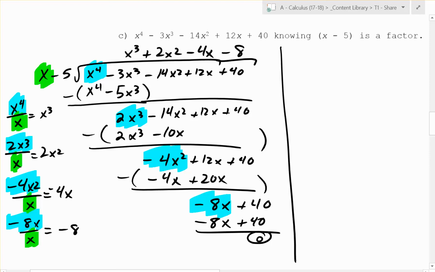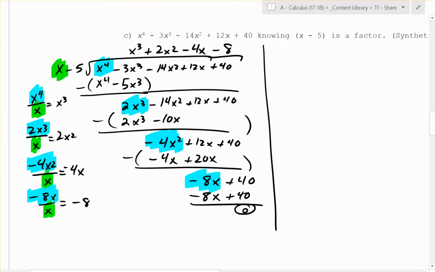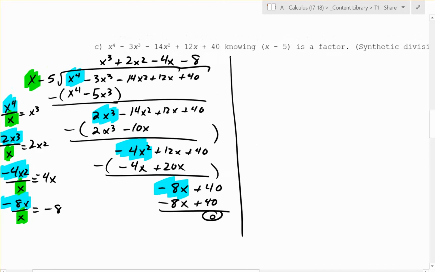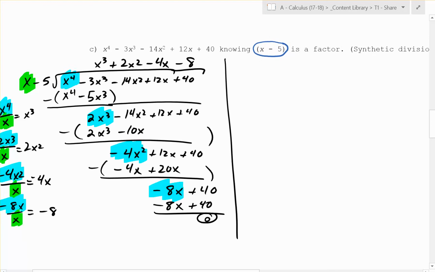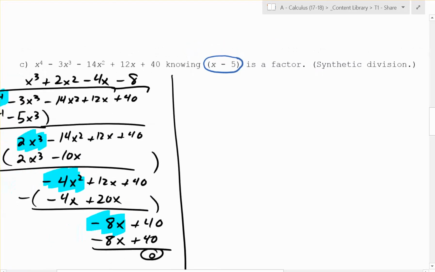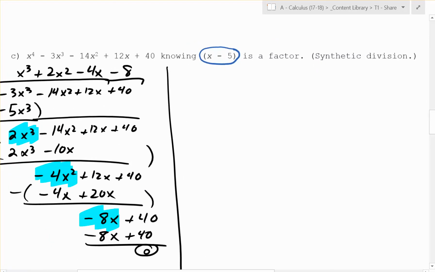What's really nice is that there's a quicker way to do it when you have factors that are linear, just like this, x minus 5, with just 1 as a coefficient of x. There's a faster way, and it's called synthetic division. It's super cool. To set up synthetic division, the first thing you do is think of what number makes the divisor 0. So what makes x minus 5 equal to 0? Well, that's x equals 5.